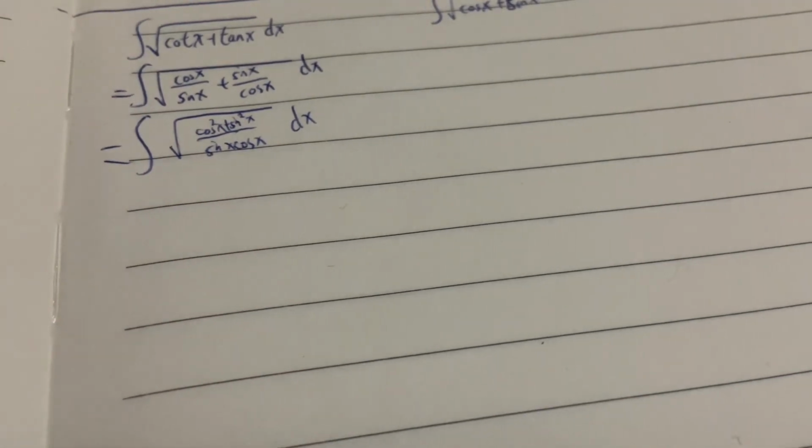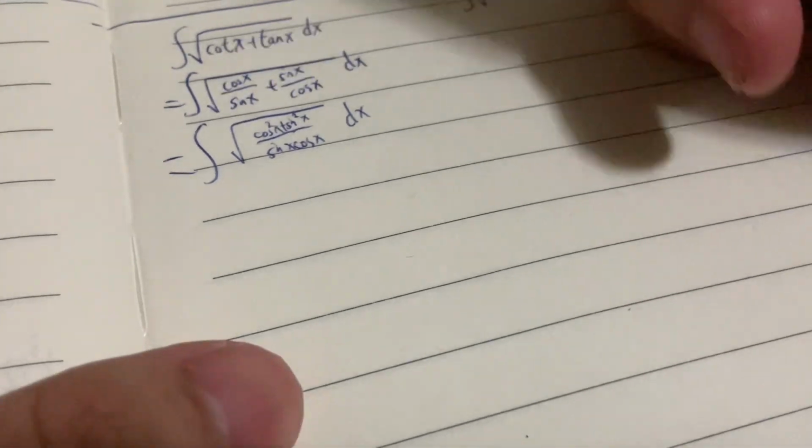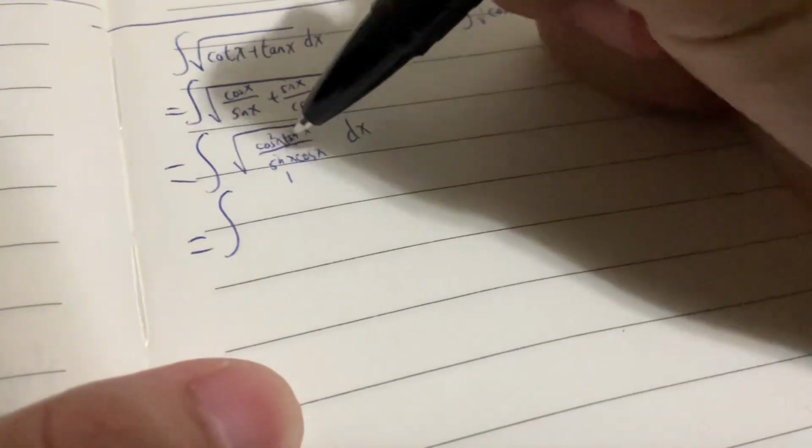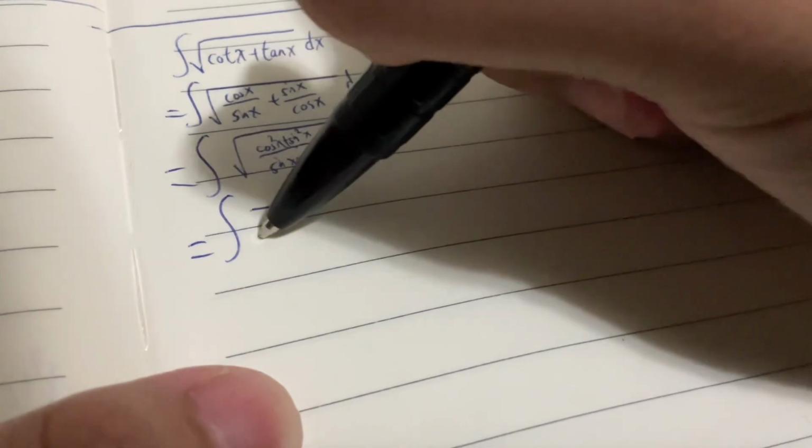And here we can just get a same denominator. First you get sine x cos x, and then you just need to use the cross method. Cos x times cos x is cosine squared x, and then sine x times sine x is sine squared x, plus, right? And the identity says cosine squared x plus sine squared x is just 1. Take a square root, you just get 1 here, right? And then we're gonna take a square root of this.